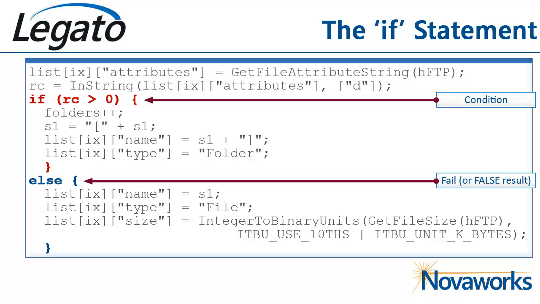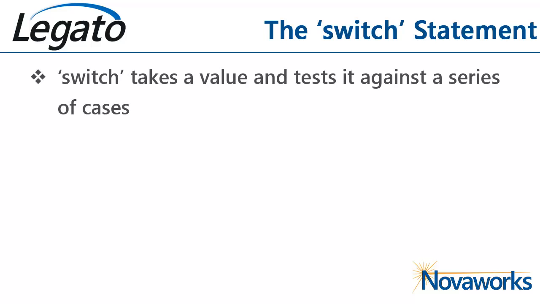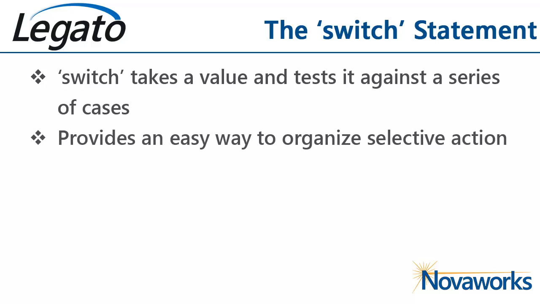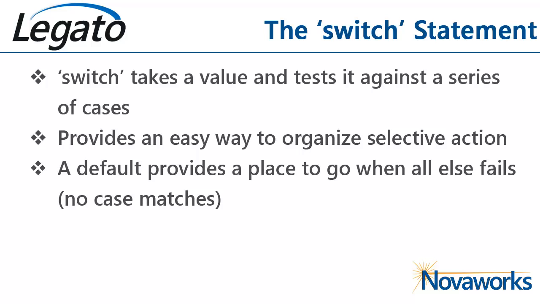And if it evaluates to a non-zero value, then it'll be considered true. A variation on the if statement is the switch statement, and basically it will take a value and test it against a series of cases. It provides an easy way to organize selective action, and there's also a default, a place to go when everything else fails, in case there's no matches.